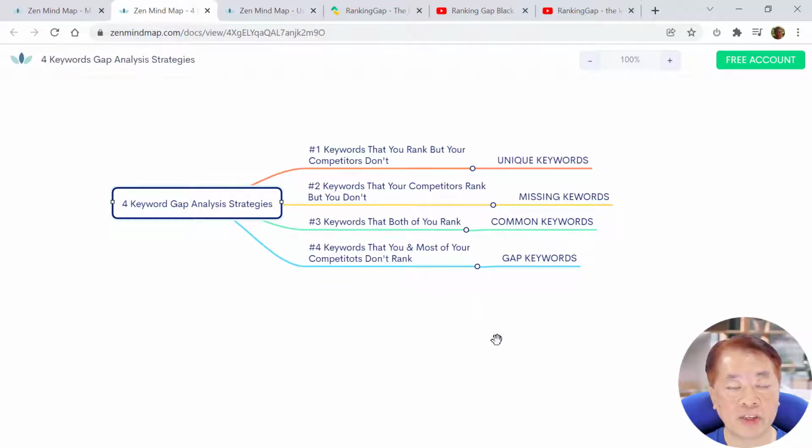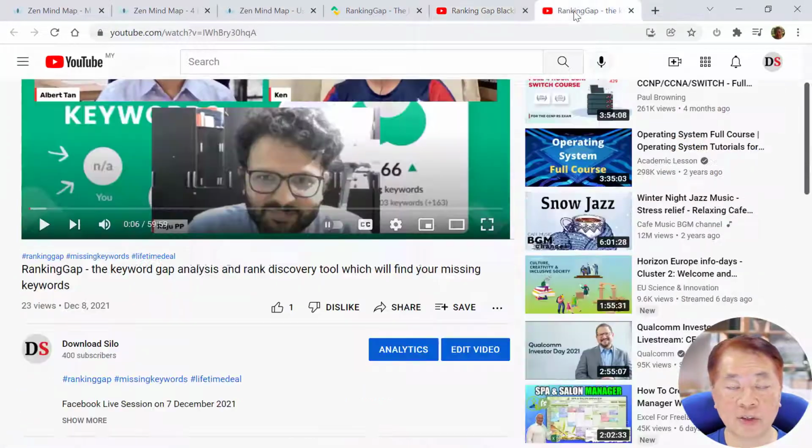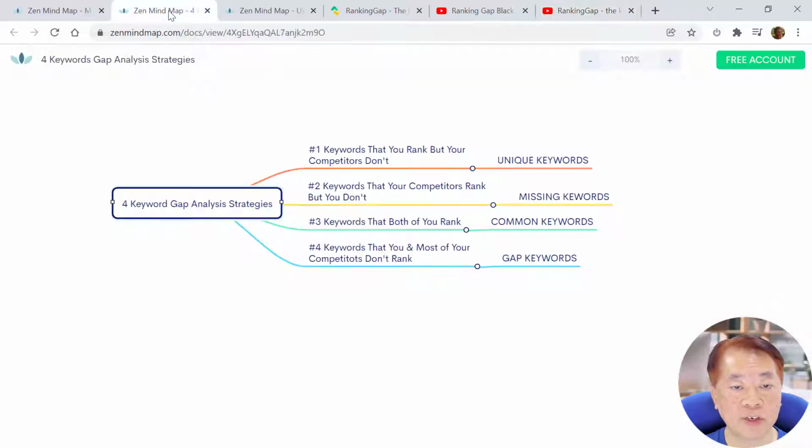We have gone through these four keyword gap analysis strategies in the previous live sessions, the first being the webinar, and secondly the Facebook Live, and we are going to revisit them. Very briefly, for those who have not gone through the previous two, with Ranking Gap we can find keywords that you rank for but your competitor doesn't. And number two, you can find keywords that your competitor ranks for but you don't. We call these missing keywords.